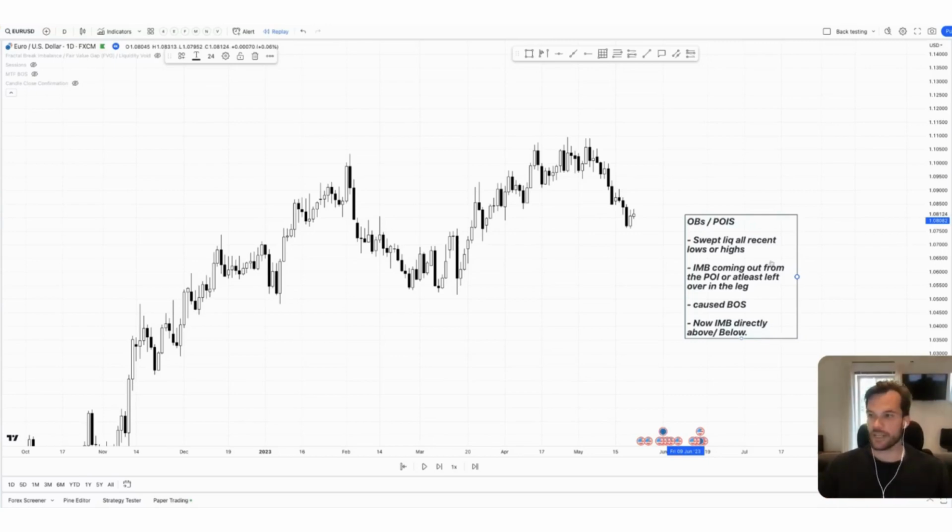So here we've got my rules for the OBs. I wanted to have swept some liquidity, like most of the recent highs or lows. This is on the 15-minute time frame; I'm a bit more flexible with my daily and 4-hour. I'm more interested in extremes and flip zones, which I'll explain further. But on the 15, where we're entering off, I'm looking for imbalance coming out of the point of interest, or at least still left over in the leg that the point of interest is in, or the order block, whatever you want to call it. It has to have caused a break of structure with a body break, not a wick break.